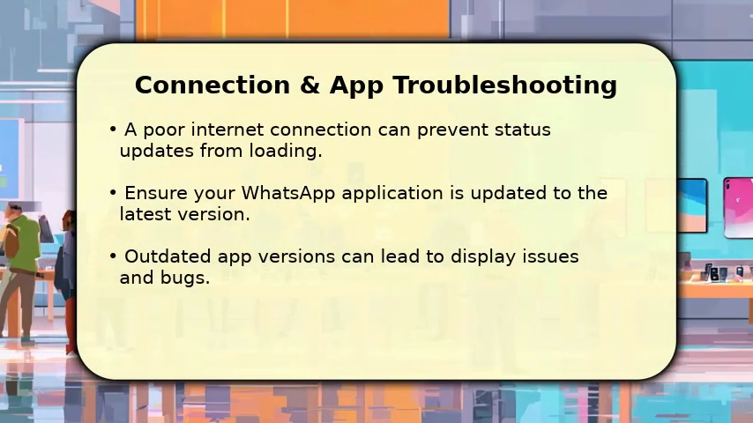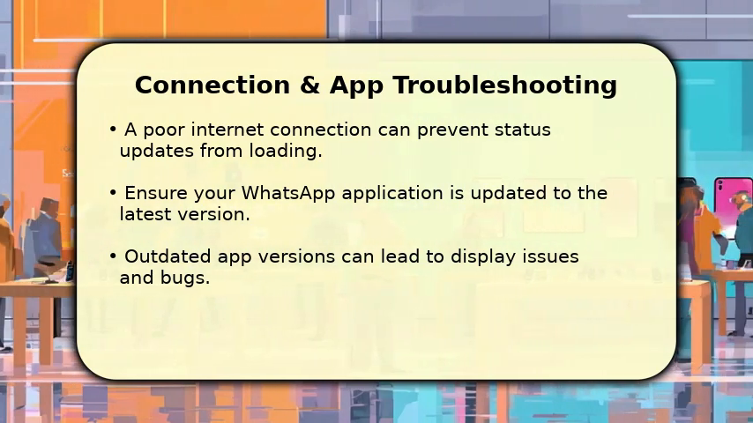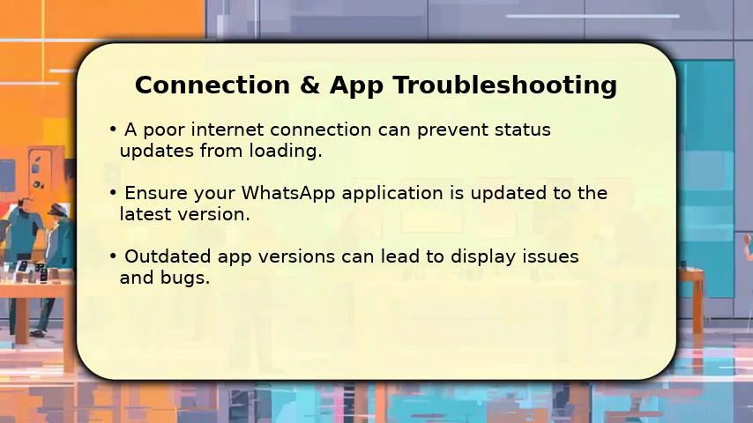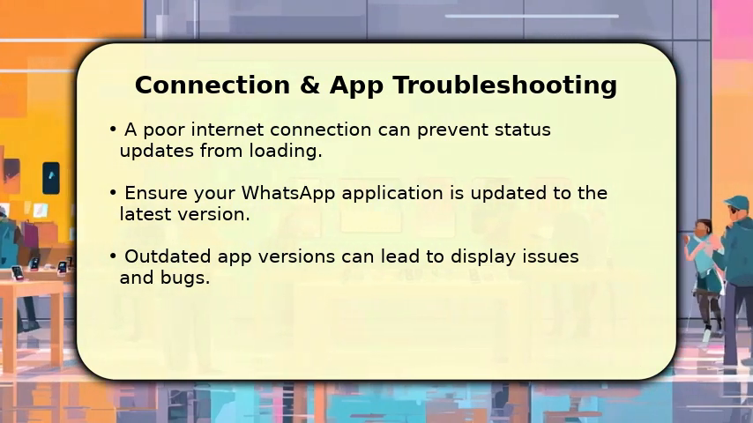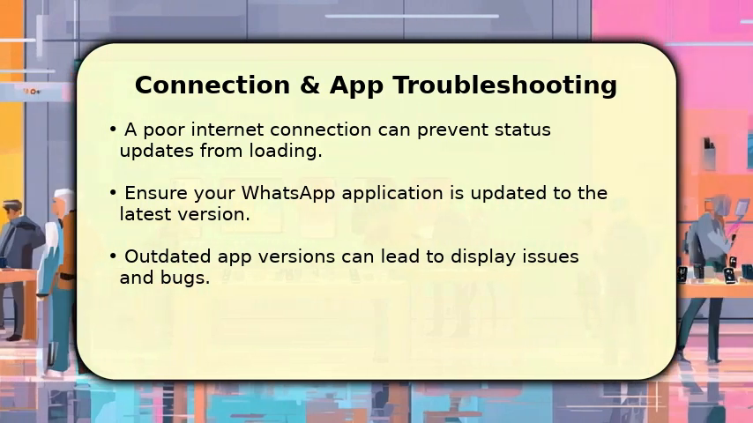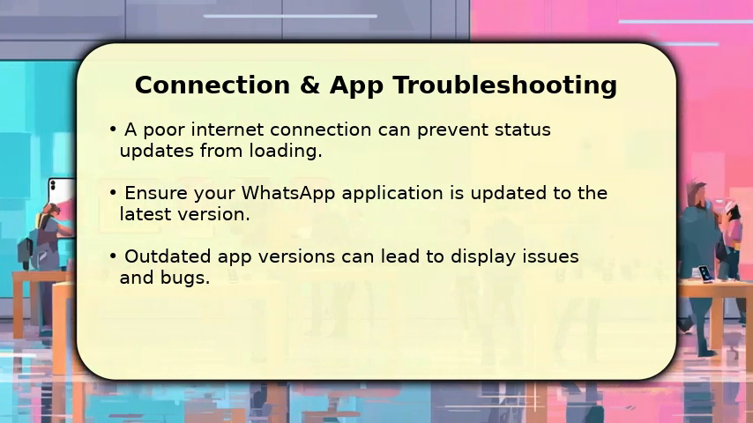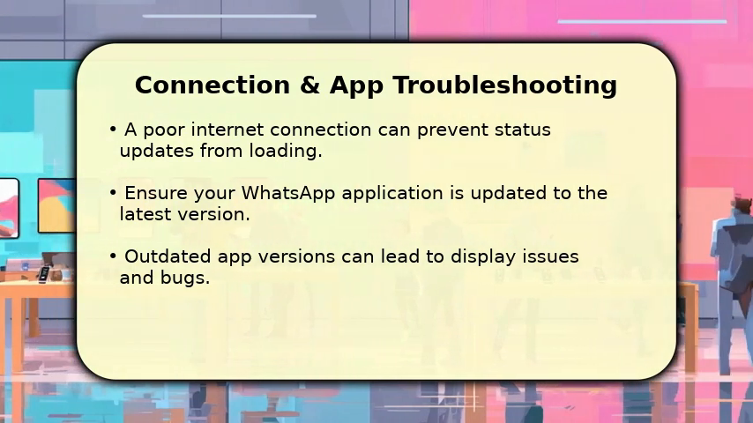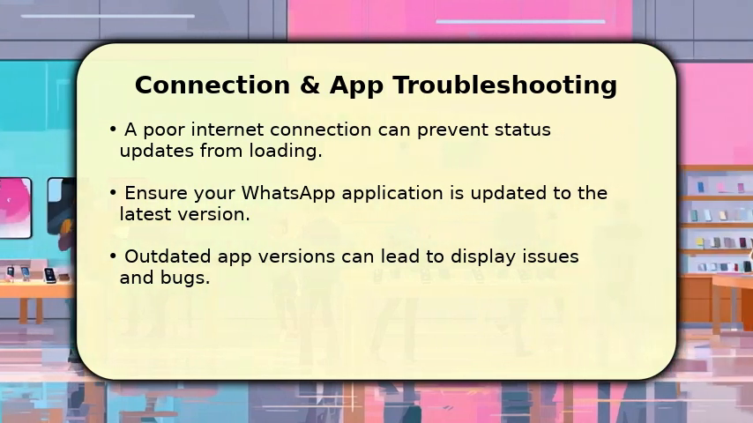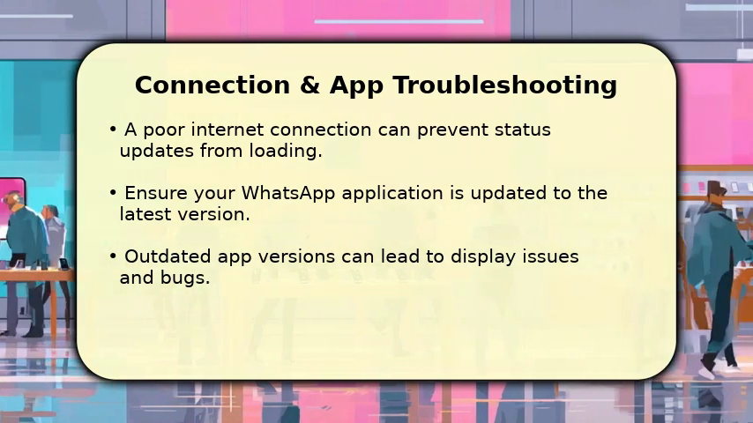Sometimes, the issue isn't about privacy, but rather technical. A weak or unstable internet connection, whether Wi-Fi or mobile data, can prevent status updates from loading properly. Furthermore, an outdated WhatsApp application can cause various display problems. Always ensure your app is updated to the latest version available in your App Store. Occasionally, clearing the app's cache, which stores temporary data, can also resolve minor glitches and help statuses appear correctly.